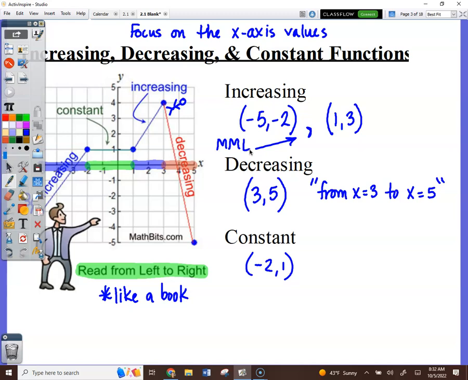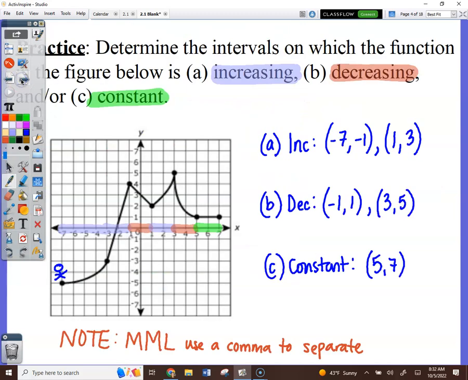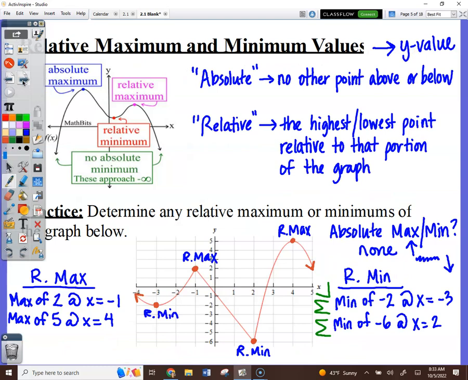Remember we talked about not thinking of this as a coordinate point, but thinking of it as running in a decreasing fashion from the x value 3 to the x value 5. That's why it's called interval notation. We'll always read it left to right. It helps if you highlight along the x-axis what's happening, and then you just translate that to your intervals.